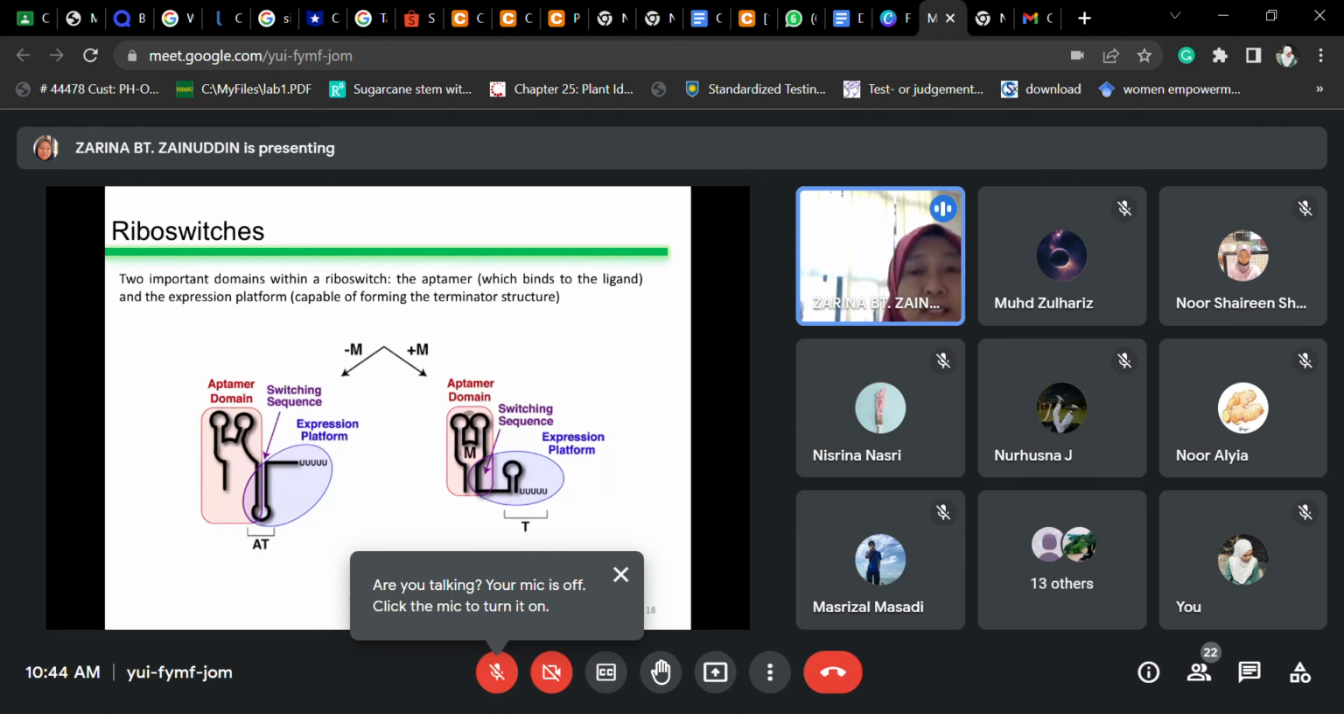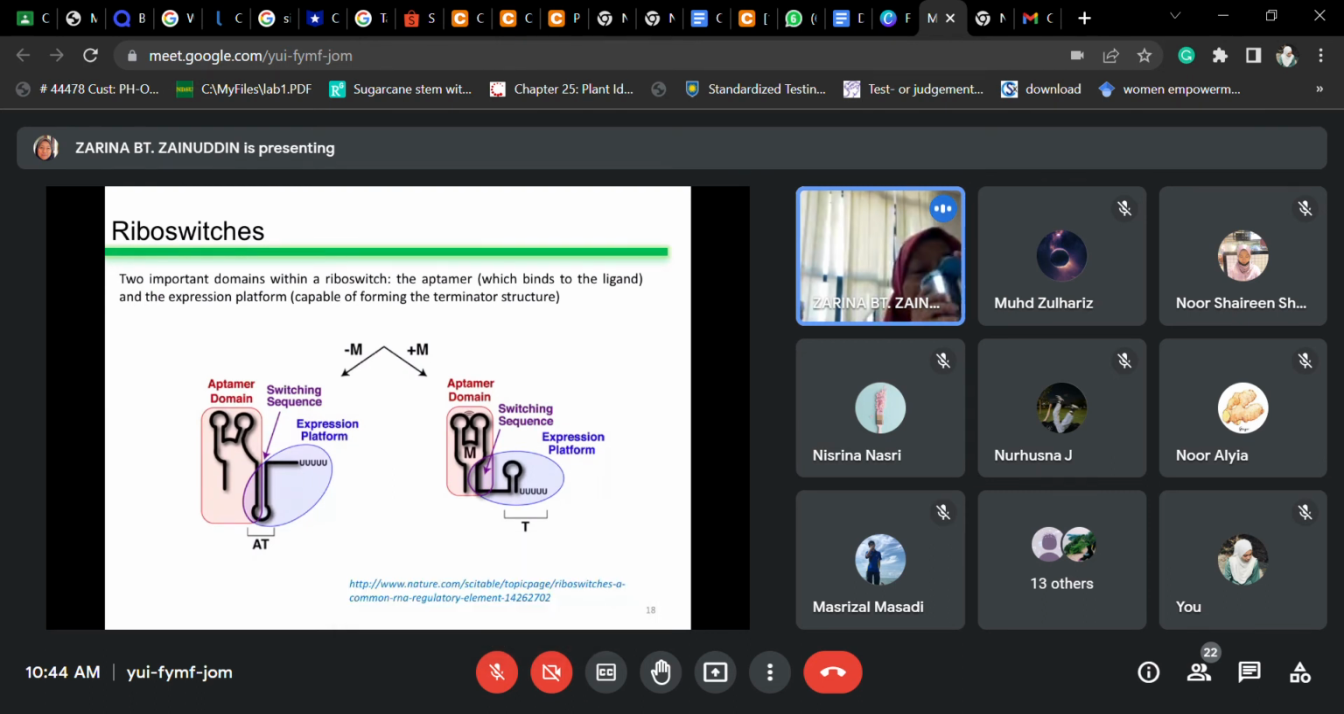All right, so these are the mechanism. You imagine the untranslated region of mRNA. Okay, so you have mRNA here. For example, for riboswitches, there are two different domains, two important domains within a riboswitch. The first domain we call the aptamer. Imagine this is the mRNA, and this is the untranslated region of the mRNA.